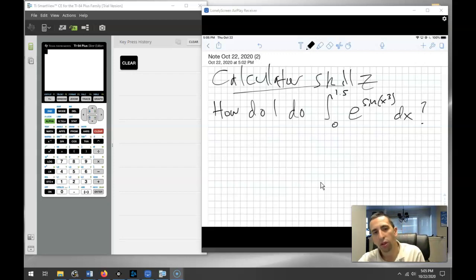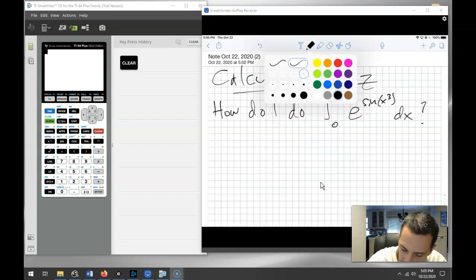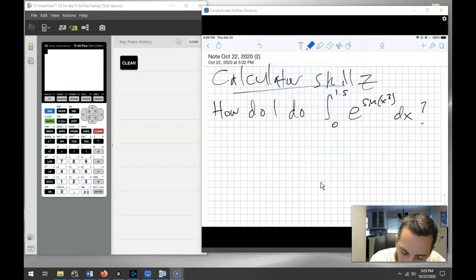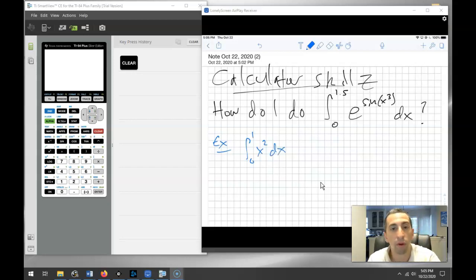So let's start with a simpler example first. Let's do one that we know how to do so that we can see how to type it in our calculator and make sure our calculator is working properly. What if I ask you to do the integral 0 to 1 of x squared dx? By the way, most of your calculators can only do definite integrals and not indefinite integrals. Okay, so first off, let's go ahead and try this.